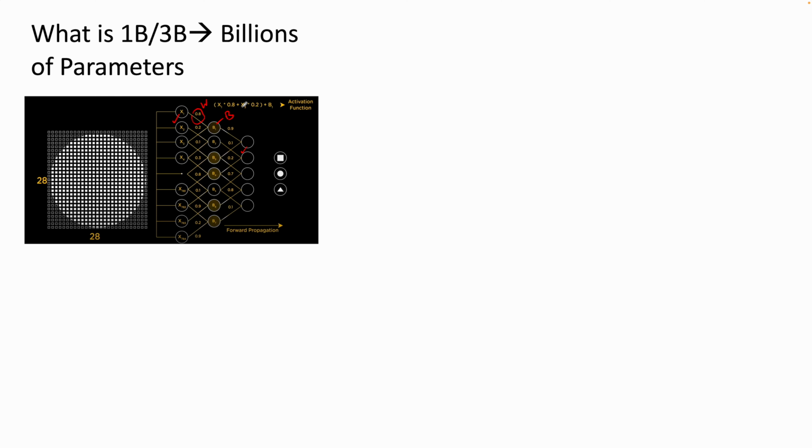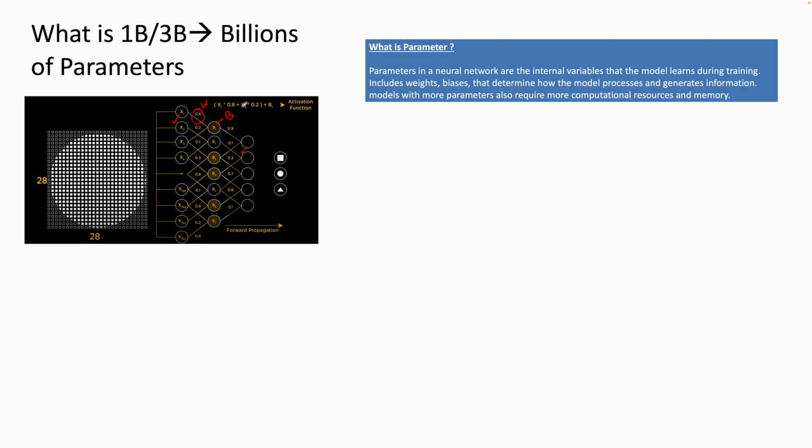Now you might ask, why are we studying this? Because this is the heart and soul of the parameter. A parameter in a neural network is an internal variable, right? Internal variables that the model learns during training. That's the good thing: the model is learning, and over a period of time it is improving its accuracy. And these parameters are nothing but weights and biases that determine how the model processes and generates information.